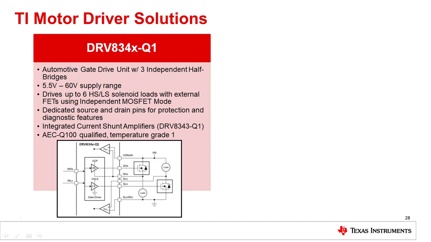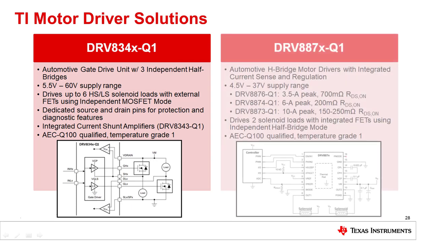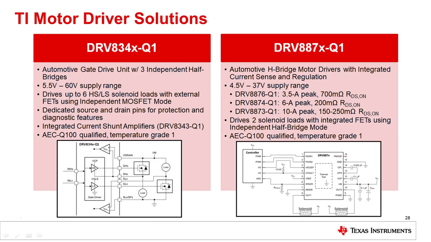Current can be regulated by adjusting the duty cycle of the input control signals. The DRV887X-Q1 family of H-bridge motor drivers have integrated FETs, current sensing, and integrated current regulation. All of the devices in the family can drive 2 independent solenoid loads using independent half-bridge mode and can tolerate a wide supply voltage range of 4.5 volts to 37 volts.